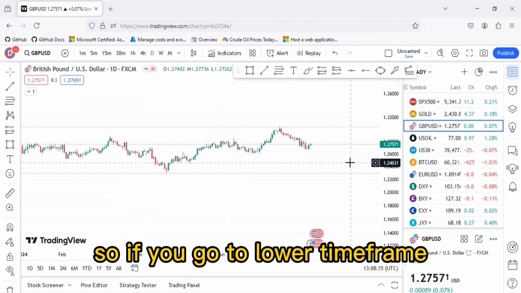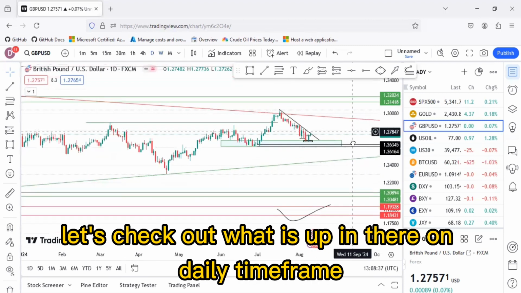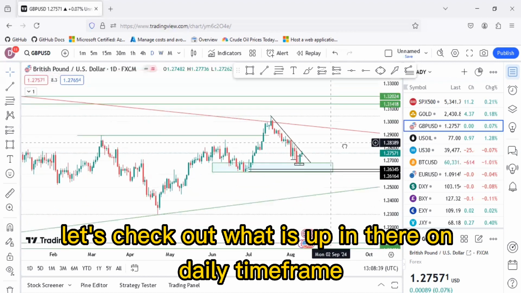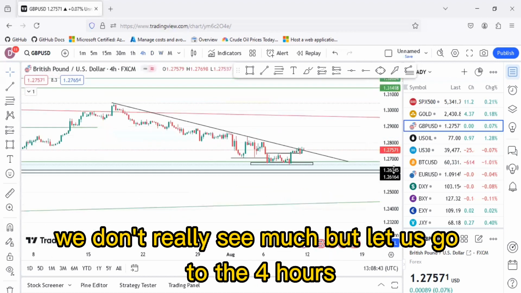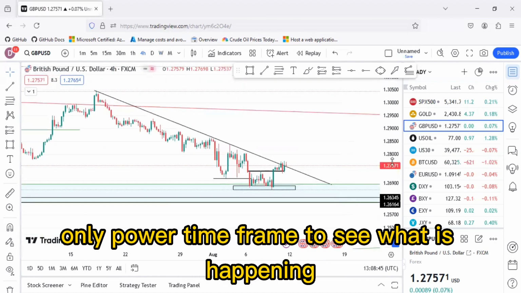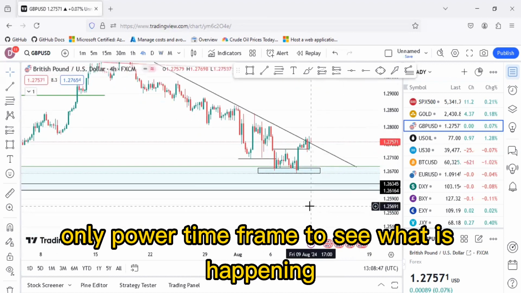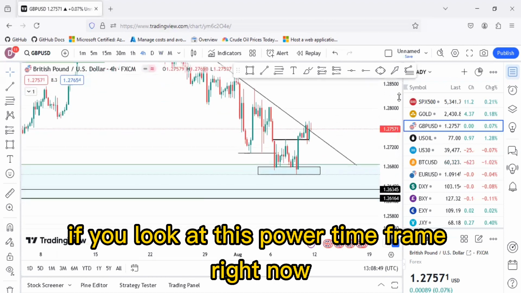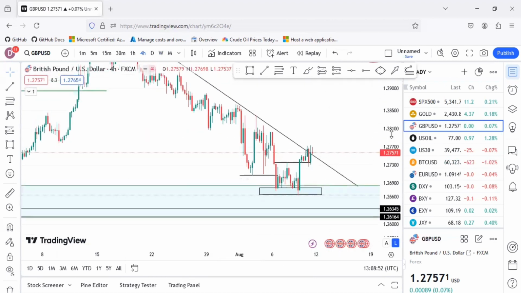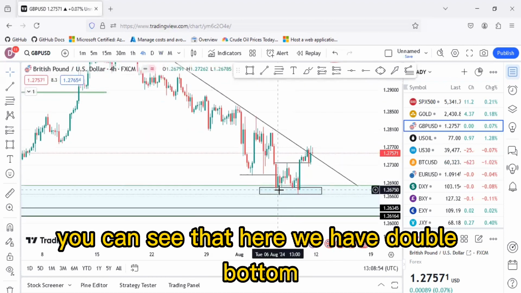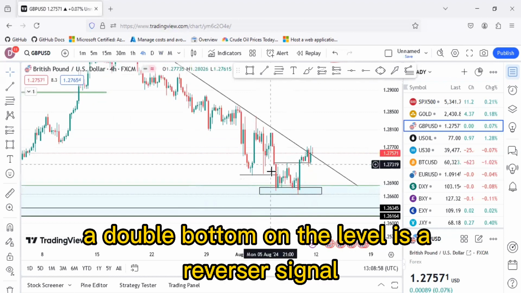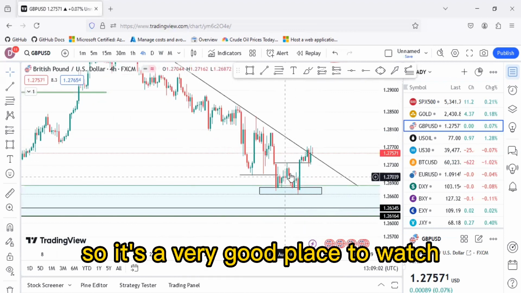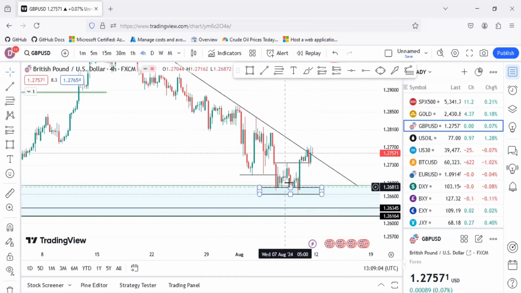So if we go to a lower time frame, let's check out what is happening there. On the daily time frame, we couldn't really see much, but let us go to the 4-hour time frame to see what is happening. If you look at this 4-hour time frame right now, what are you seeing there? You can see that here we have a double bottom, and a double bottom is a reversal signal. A double bottom on the level is a reversal signal, so it's a very good place to watch.